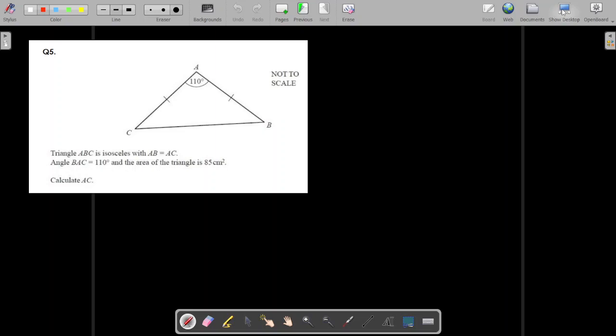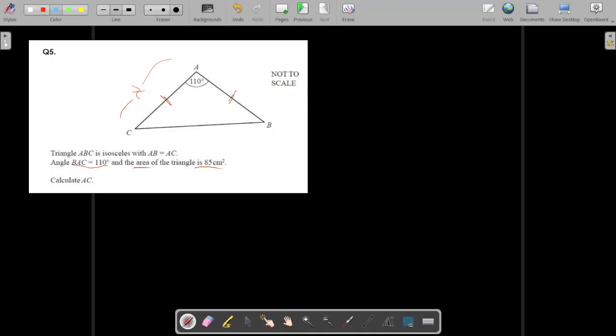This is another video to explain another problem that was part of your last examination, or actually October's examination. It was a small test, and this is the problem. You have a triangle ABC that is isosceles, meaning that AB and AC are equal. The angle BAC is 110, and the area of the triangle is equal to 85 centimeters squared. He's asking you to calculate AC, so he wants to know this x value.